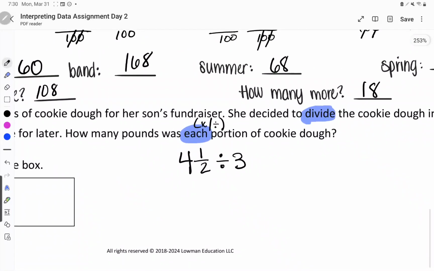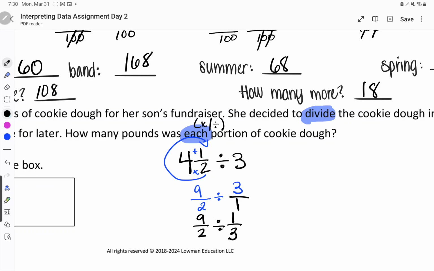We cannot divide mixed numbers, so I would do the Texas method. And I would get 2 times 4, which is 8, plus 1 is 9 over 2, divided by 3. Now that 3 has to have a what? It has to have 1 under it. After that, what do we do? When you divide, you change, and you flip. So I have 9 over 2 divided by 1 over 3.